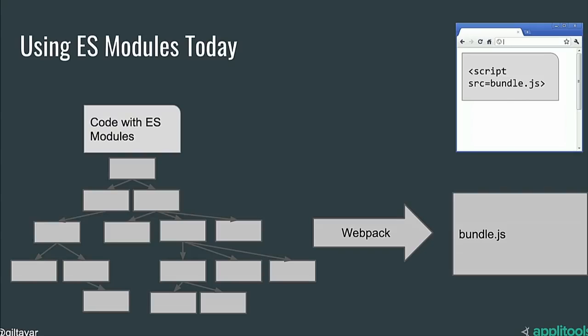Okay, using ES modules today, we code with ES modules. We have lots of files. They're all importing and exporting things, and we're basically creating a dependency graph of files and modules importing and exporting one another. And we take that, we use Webpack or Rollup or any bundler of choice. We create one big file, which we just script source. That's what it is today, no native.